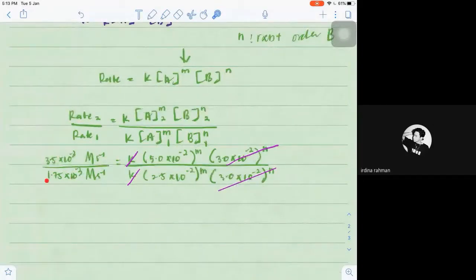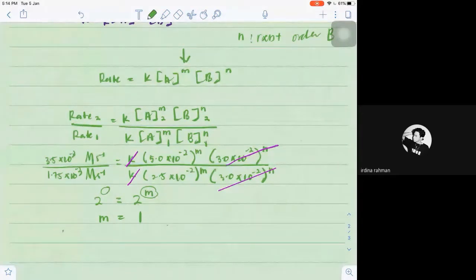So 3.5 over 1.75, obviously it is equal to 2. So 2 is equal to 5.0 over 2.5, the 10^-2 cancel, power of m. So 5 over 2.5 will be 2, power of m. So obviously 2 power of 1 is equal to 2 power of m. So m is equal to 1. So the order for A is first order.